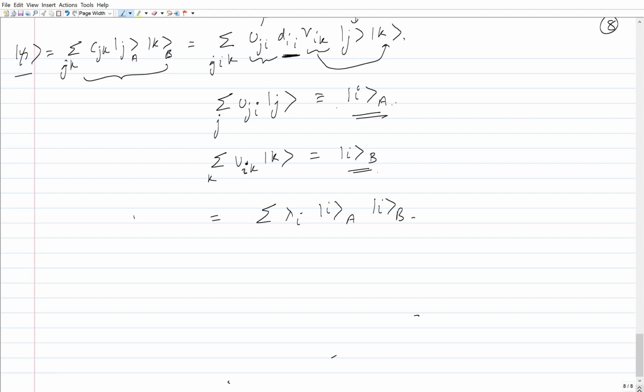I renamed my states after summing: a unitary matrix over a set of states J gives me another vector, and similarly VIK summed over K gives me another vector on the Hilbert space B. This is after the singular value decomposition. This is called the Schmidt representation of the quantum state.